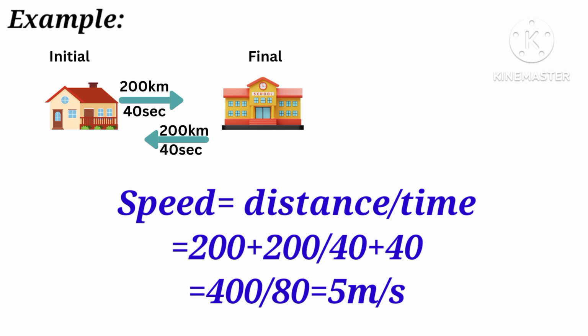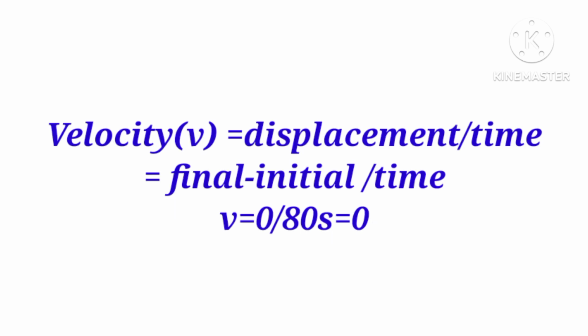Now what is velocity? To know the velocity, take the formula displacement by time. Displacement by time, here final minus initial divided by time. Velocity is equal to 0 by 80 seconds, which is equal to 0. Here velocity is 0.